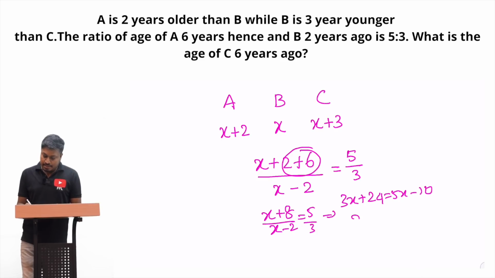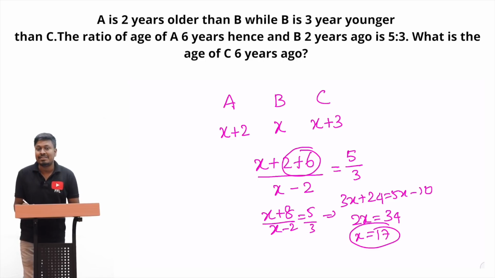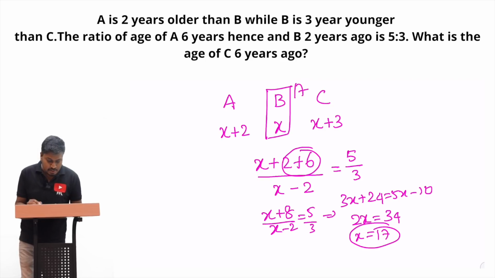So this can be written as 2x = 34. So x = 17. Finally we got the value of x = 17, which means the age of person B will be 17. And now what is our target? Our target is to find C's age 6 years ago.